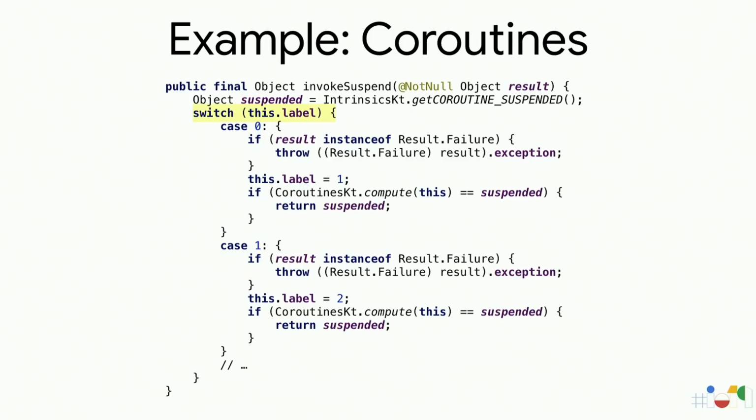So here you can see we switch on label, and in the case 0, we set the label to 1. That means we advance to the next state. And we call our first instance of the compute function. When those suspend functions return a magic value called suspended, we return from the state machine. That means that the coroutine has to be paused, and we'll have to come back later when we can resume execution. And again, if you look at the other state, when the state is 1, we advance the state to 2. We call compute a second time, and we return if we're suspended.